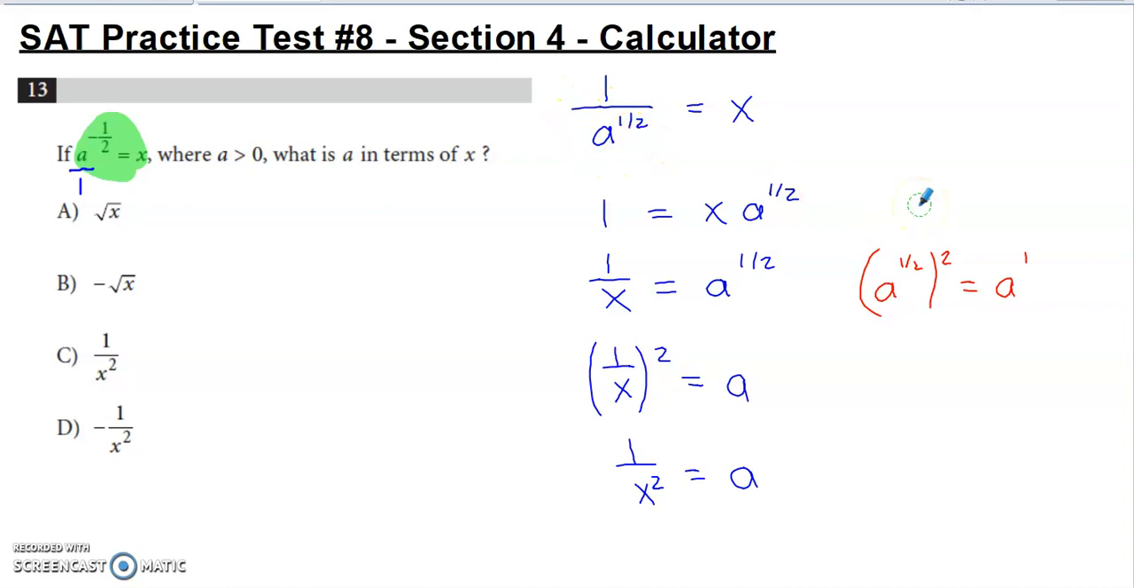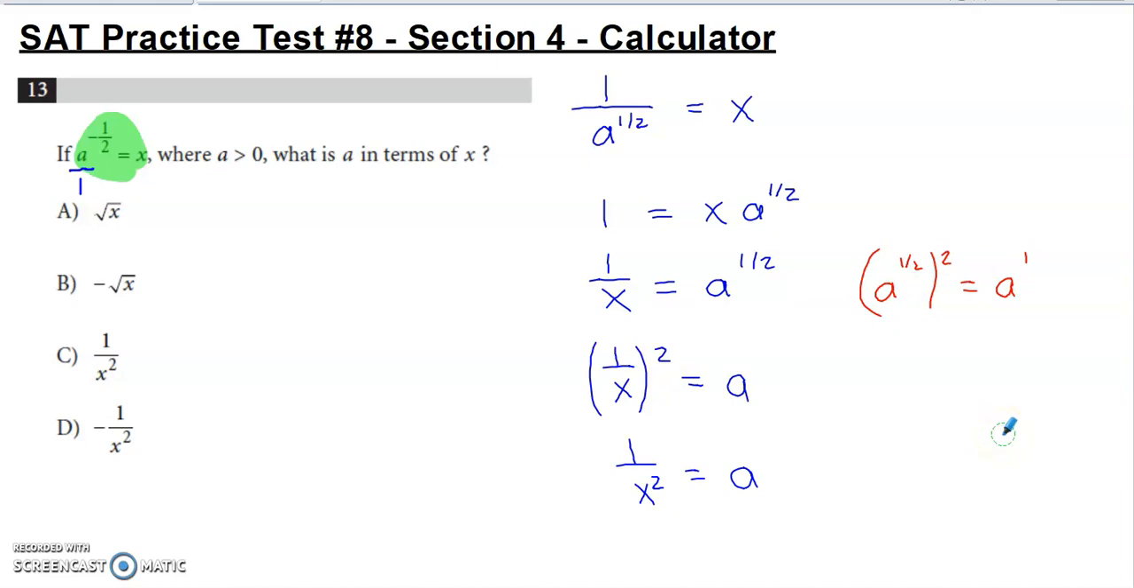If I want to solve this for A, I'm also not going to want A in the denominator. So my next step is to multiply both sides by A to the 1/2, and that leaves me with just a 1 on the left, and then X times A to the 1/2 on the right. I want to isolate A, so now I'm going to divide by X. So 1 over X is equal to A to the 1/2. Now how do I get rid of that 1/2 power? Well, if you raise a power to a power, you multiply the powers, and 1/2 times 2 gives you 1.